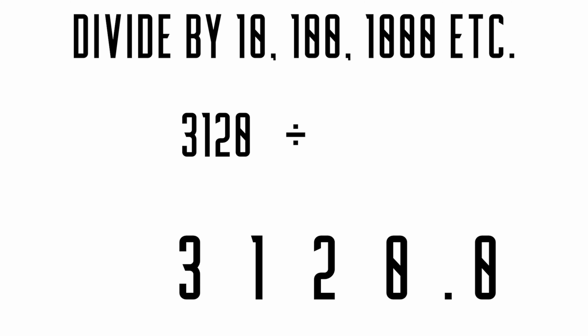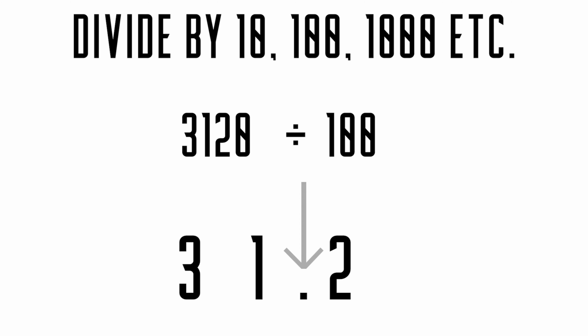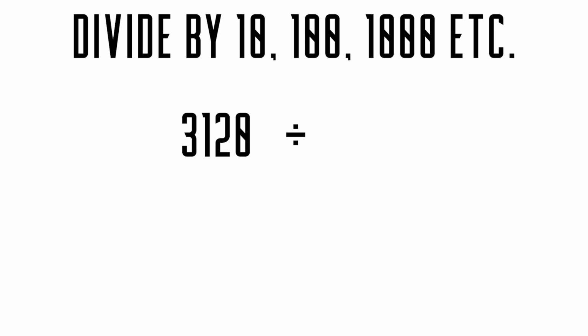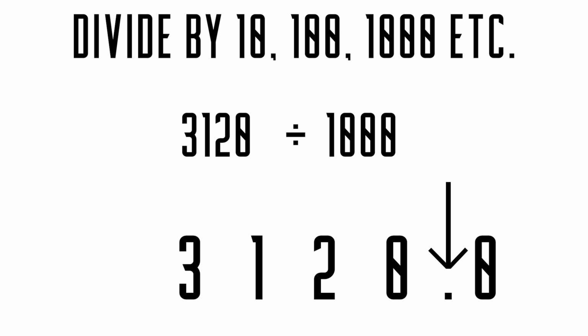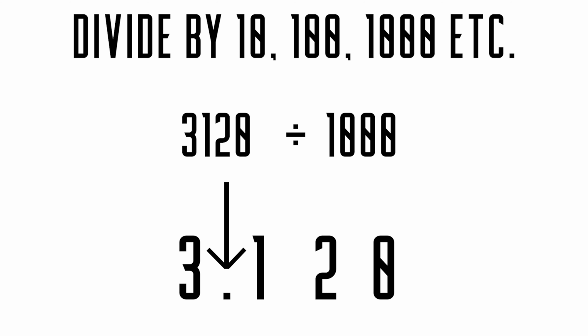And again, if we do 3120 divided by 100, the decimal will go from behind the 0 and jump 2 spaces to the left to be in between the 1 and the 2 to give us 31.2. And lastly, if we take 3120 and divide it by 1000, the decimal jumps from behind the 0 3 spaces to the left to in front of the 3. So that's 3.120, and we've got back to the number we originally started with.